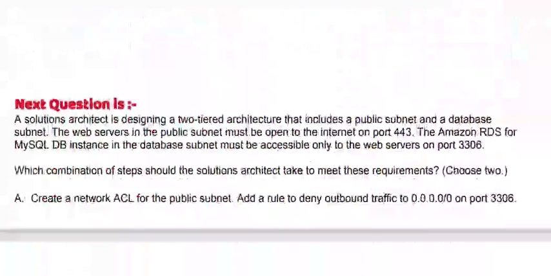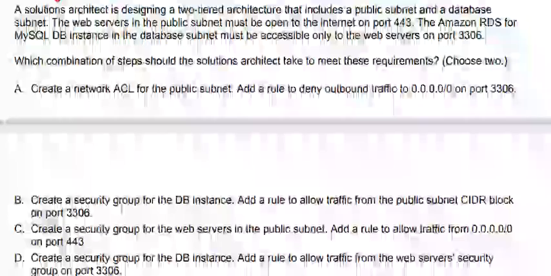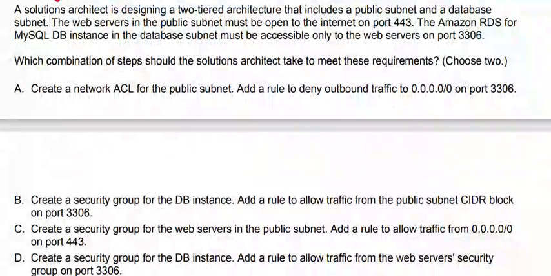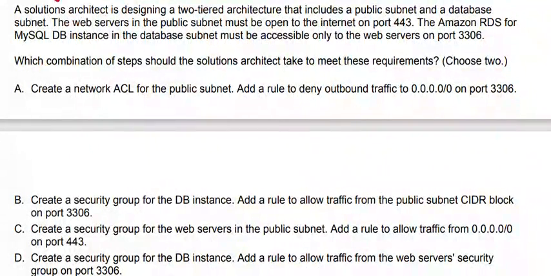Next question is, a solutions architect is designing a two-tiered architecture that includes a public subnet and a database subnet. The web servers in the public subnet must be open to the internet on port 443. The Amazon RDS for MySQL DB instance in the database subnet must be accessible only to the web servers on port 3306. Which combination of steps should the solutions architect take to meet these requirements? Choose 2. Please go through the options.